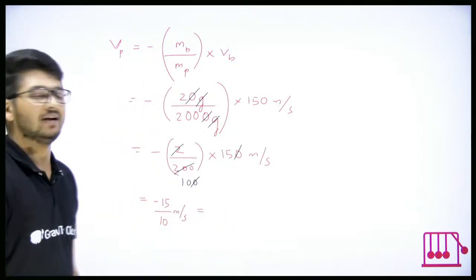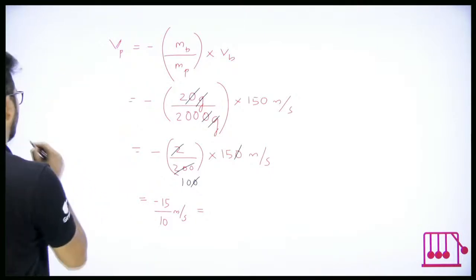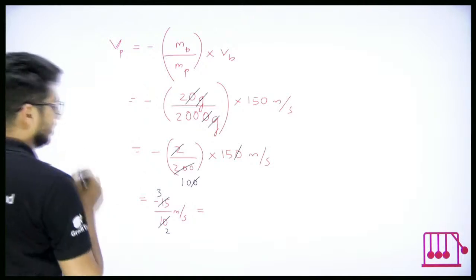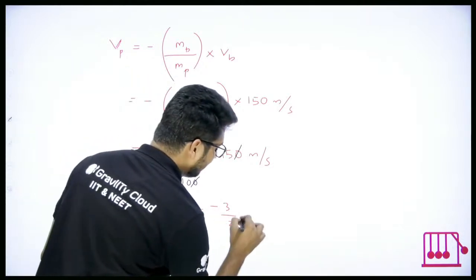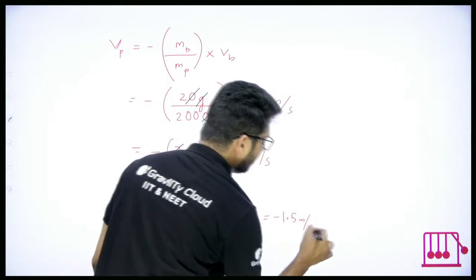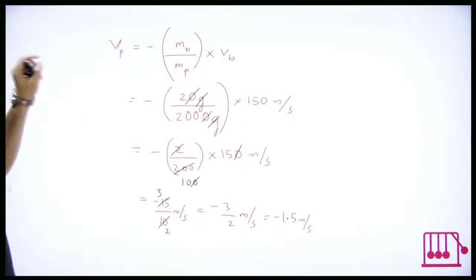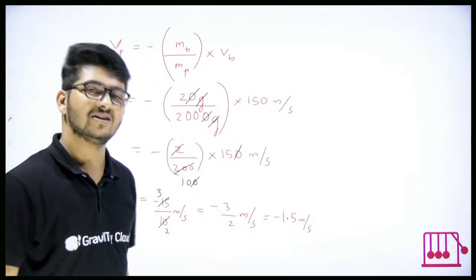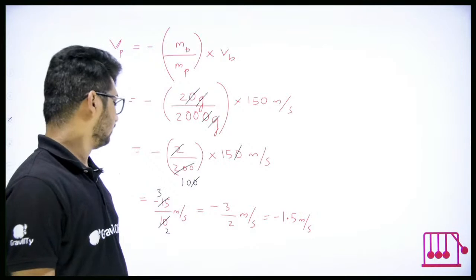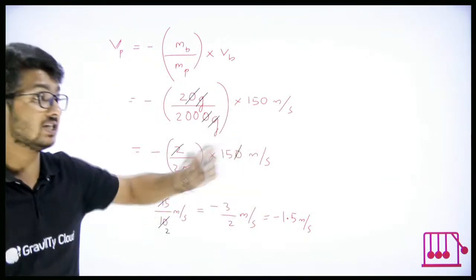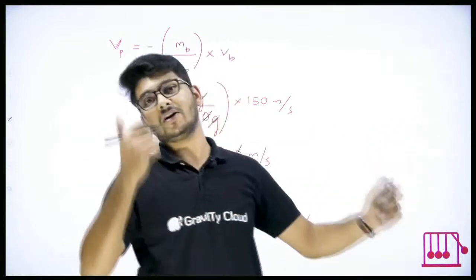What is 15 by 10? 5 3s are 15. 5 2s are 10. So it is going to be minus 3 by 2 meter per second or minus 1.5 meter per second. So we got the recoil velocity of the pistol. How much is that? Minus 1.5. Now compare the same with the velocity of the bullet. Velocity of bullet is 150 meter per second. Very fast.